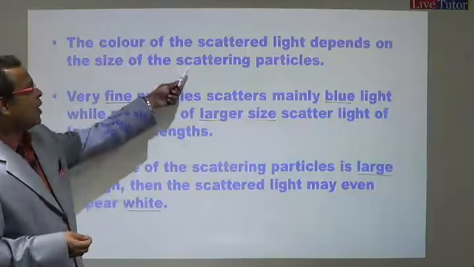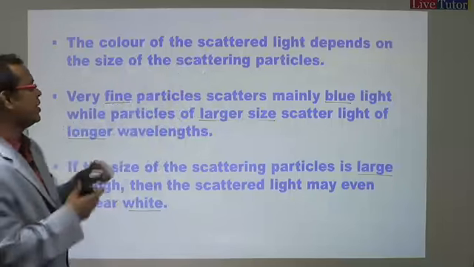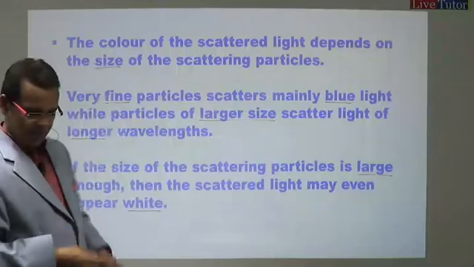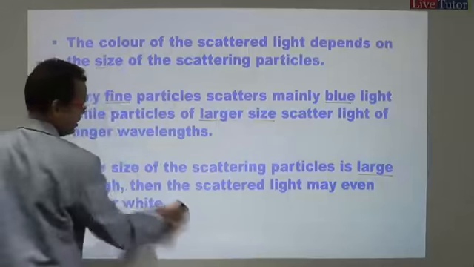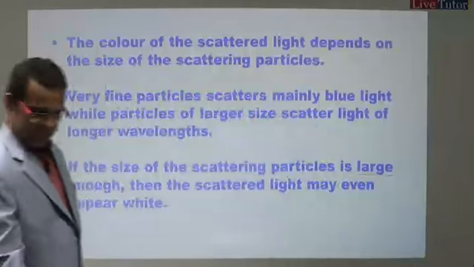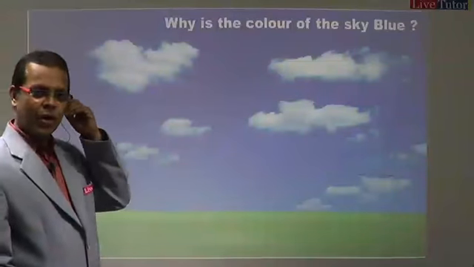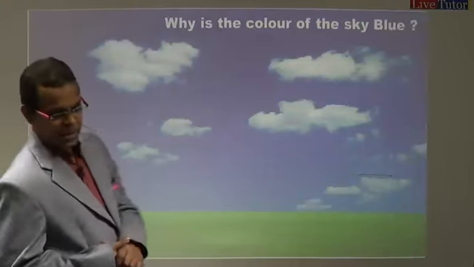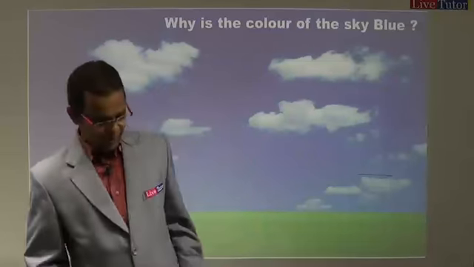Also, the scattering of light depends upon the size of the particles. That is the point you have to remember. Size of the particle is the factor. So based on these three factors, let us see how it is getting scattered. That we will see in the next class. Related to that, we are going to see why the sky looks blue sometimes, and why the sky looks red, what is the reason, and some of the questions also we will see in the next class.